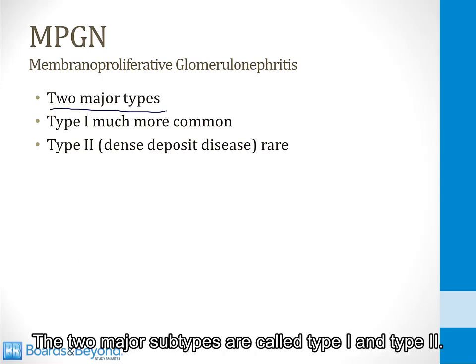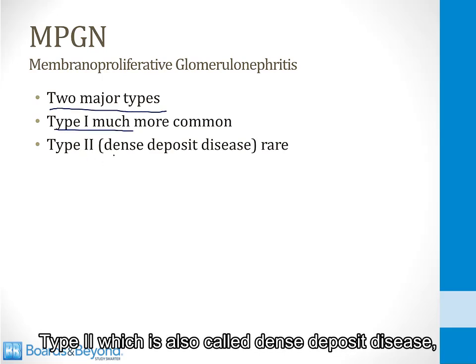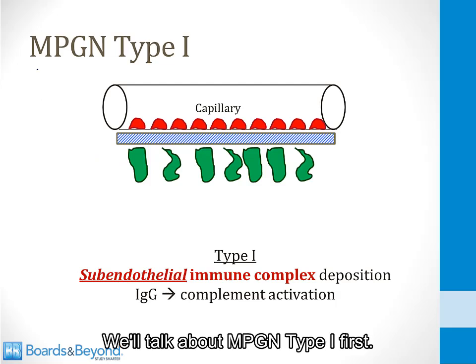The two major subtypes are called type 1 and type 2. Type 1 is much more common. Type 2, which is also called dense deposit disease, is much more rare. We'll talk about MPGN type 1 first.